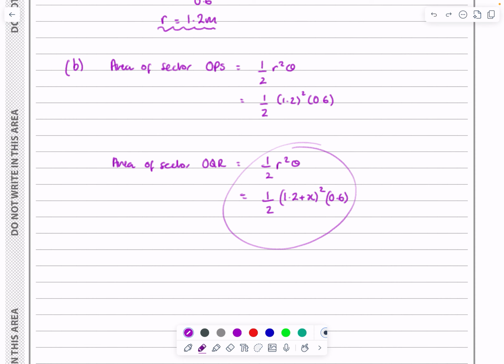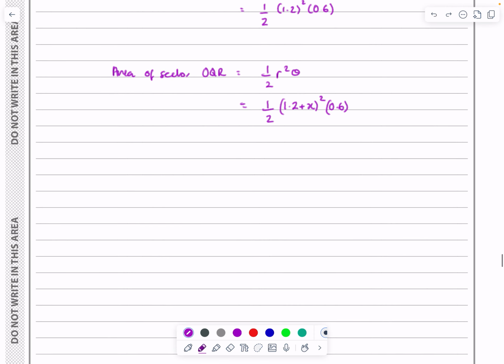I'm not going to try and calculate anything yet. I'm going to say, so area required is equal to a half, 1.2 plus x squared, 0.6, minus a half, and then 1.2 squared, 0.6, is equal to 90. And then what I would need to do to get to that quadratic, so don't worry about getting to the quadratic yet. Just tidy everything up first of all.